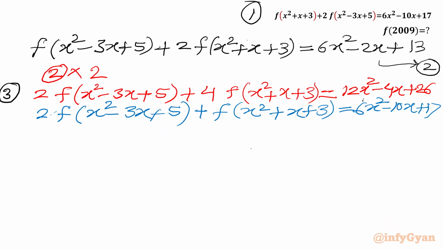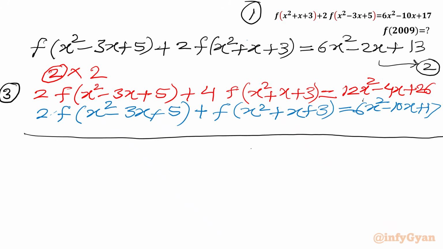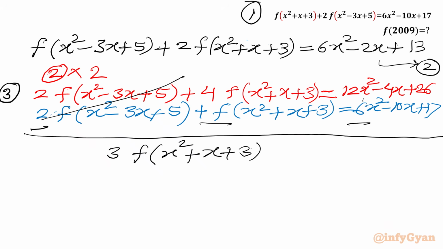Now we will subtract the first equation from the other, or equation number 1 from equation number 3. Let's change the sign over here. So these two terms will get over. 4 minus 1 is 3. We will write 3 f of x square plus x plus 3 in LHS. And in right hand side, 12 minus 6 is 6. So 6x square minus 4x plus 10x plus 6x.